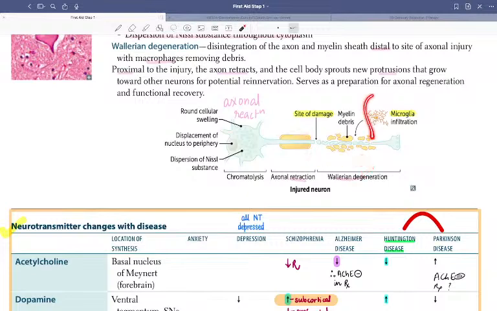Here you have microglia infiltration. Obviously microglia is derived from mesoderm. These are resident macrophages. And then finally, what was this thing? Synaptophysin was for oligodendrocyte. And then you basically have myelin debris.